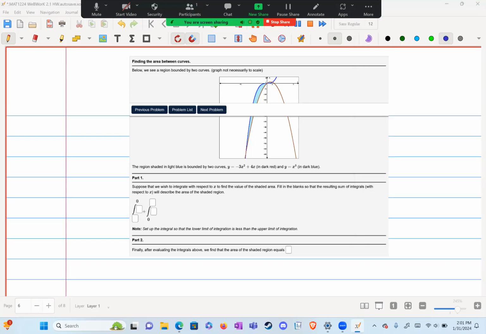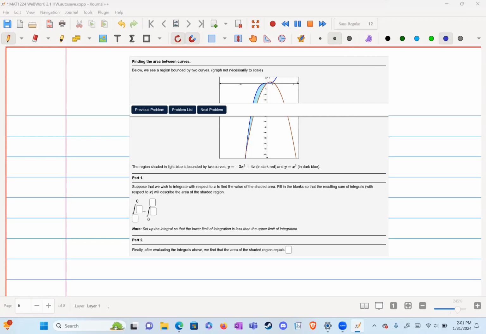This is question 6 of WeBWorK 2.1. And this time we're given a slightly easier problem, and the fact that we don't have to set up with respect to x and y. We're just given with respect to x and we're just going to evaluate it. So we can start right off looking for our bounds.